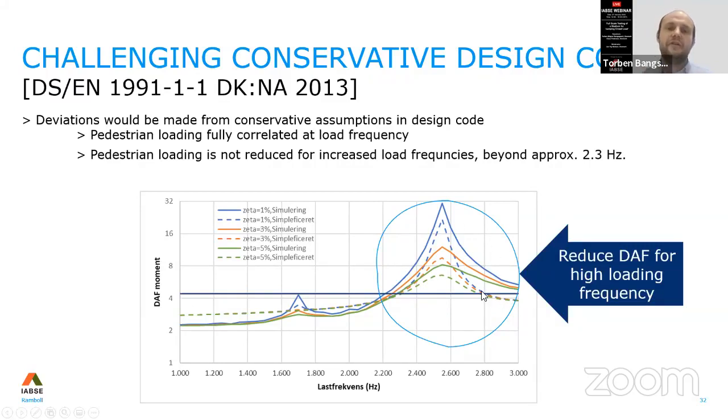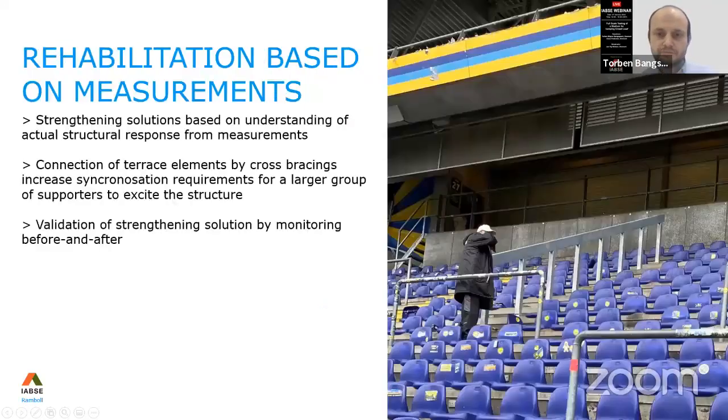And that's where our understanding of the nature of the loading was paramount to be able to say, what can we do here? And as said, what can we do about the fact that the load is not fully correlated and that they're not able to jump at full height or full intensity at high frequencies? If we could do something and remove this here, then we would be able to strengthen the structure just to 4.4 and then remove the outliers.